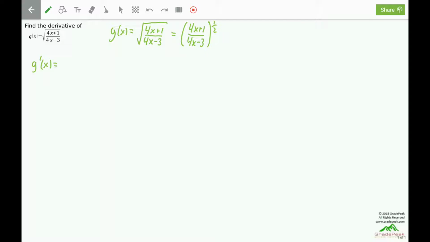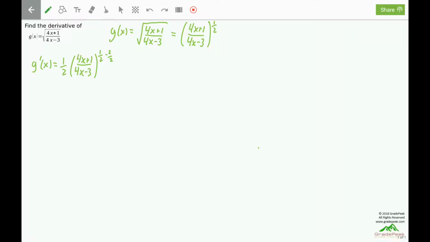Gives you a hint of how to take the derivative here. So the derivative g prime of x will start with the power rule, bring the 1/2 down, leave the inside alone. We will subtract 1 from the power. I will call that 2/2. And now we multiply by the derivative of the inside, which is itself a quotient and therefore a quotient rule.